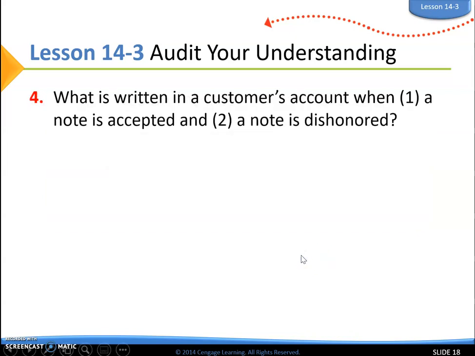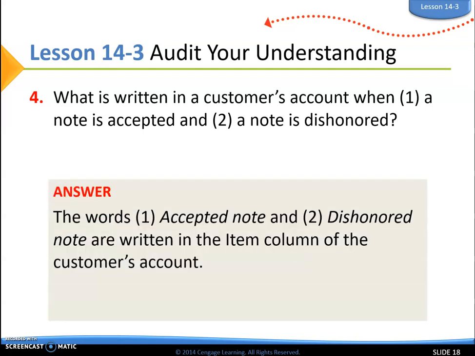Number 4, what is written in a customer's account when 1, a note is accepted, and 2, a note is dishonored? So for 1, when a note is accepted, we would actually write accepted note in the item column of the customer's account. And then 2, a note that's dishonored, we would write dishonored note. Same thing like we were talking about for 14.2. If we're writing off an account and then reopening an account, we want to put that in our item column to make sure that we're understanding what's actually going on in those accounts.